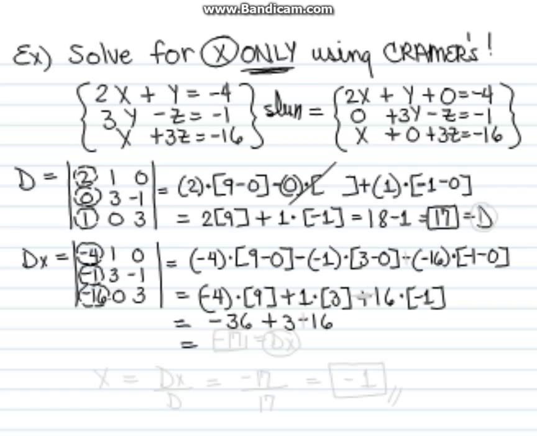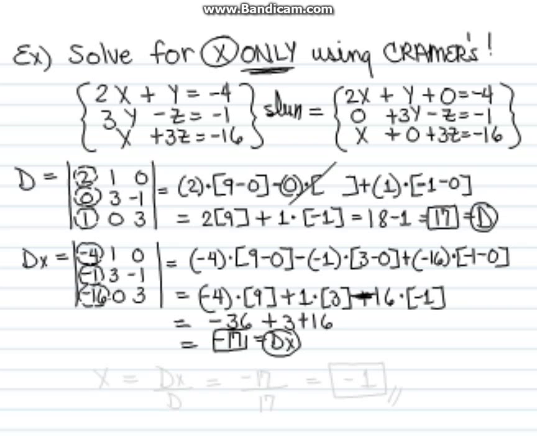Okay, we have a mistake here. This came with a plus assignment, not a minus assignment. So this is actually a negative 16. That makes this a positive 16. So negative 36 plus 16 is negative 20, plus 3 is negative 17. That is my D sub x. Okay, sorry, I got mixed up with the signs there, but now I'm ready to conclude.